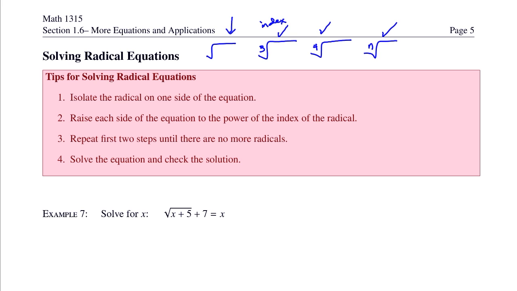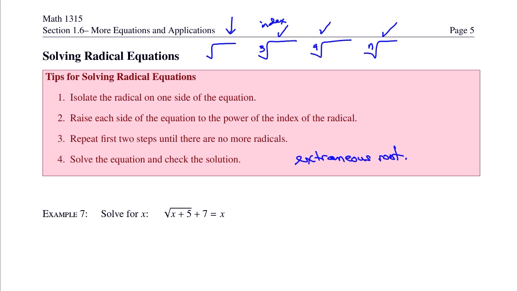Step 3, repeat the first two steps until there are no more radicals. You could have an equation that has multiple radicals in it, and you'll have to work with that some to get rid of all the radicals. And step 4, solve the equation that's left over, and then check your solution. When you start raising parts of equations to powers, you must check the solution. You can end up with what we call an extraneous root.